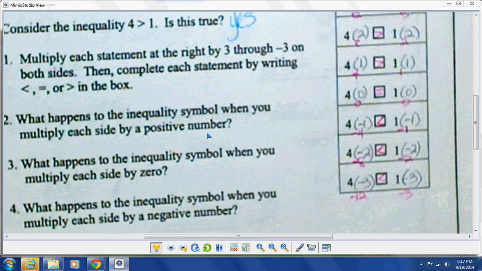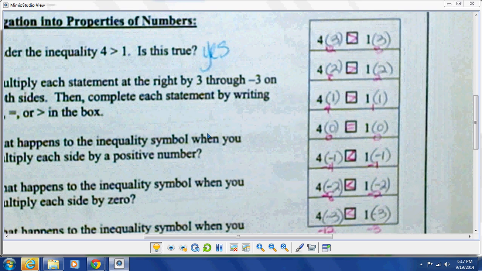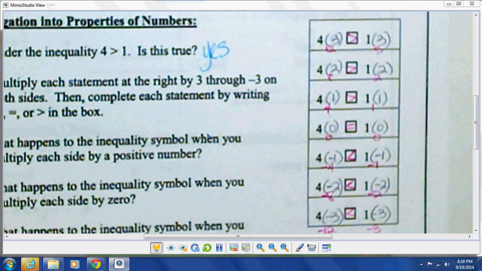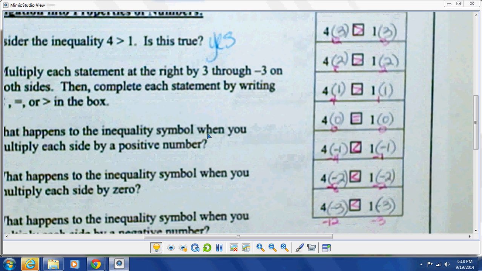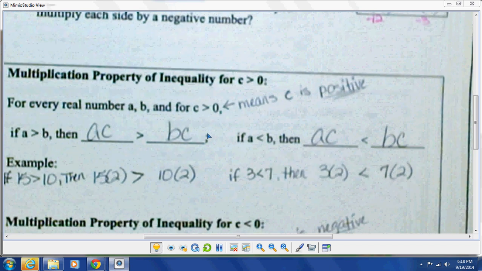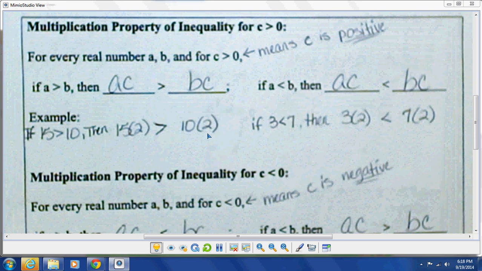Okay, now I want you to pause the video and look at what was going on inside of our table here and answer questions numbers 2, 3, and 4, and see if you can figure out basically what we're about to be doing, what is going to be kind of different here. So go ahead and pause your video and answer 2, 3, and 4. Okay, we'll look at that and talk about it in class to see if your conclusions were correct.